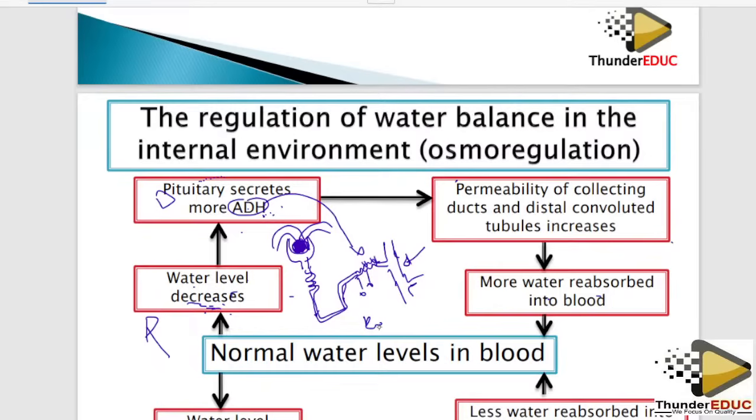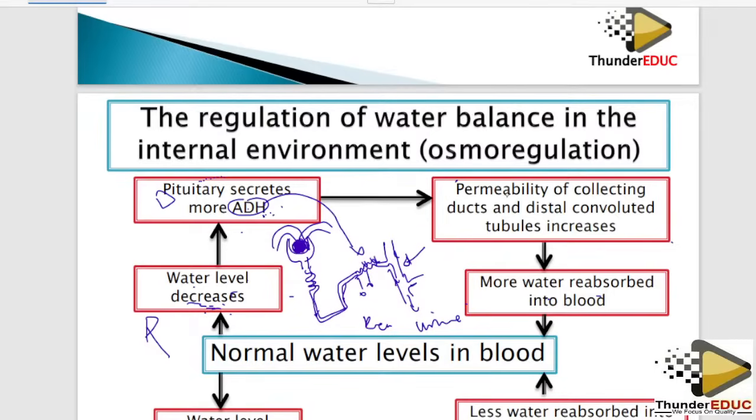The word is reabsorbed back to the blood. And then now less is being lost as urine, because what remains in this tube is urine. So less water is lost through urine, and more water is being reabsorbed back to the blood vessels. So that's why we are saying that the pituitary gland will secrete ADH. That one is fine, but this ADH must be more.